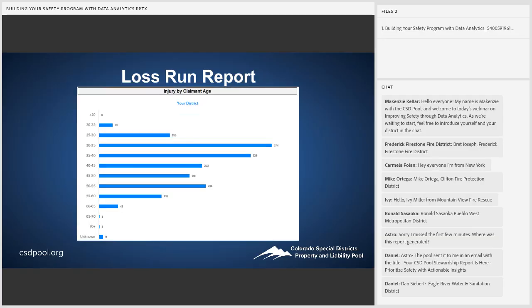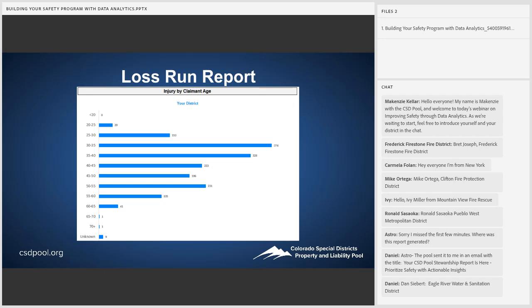Yes, now we have the injuries by the claimant's age. So this is basically the person who filed the workers' comp claim or who was injured, it's their age. And we definitely don't do this to discriminate by age or anything, but there's a couple things that we can see by age.